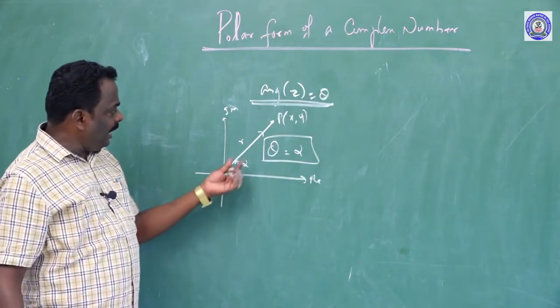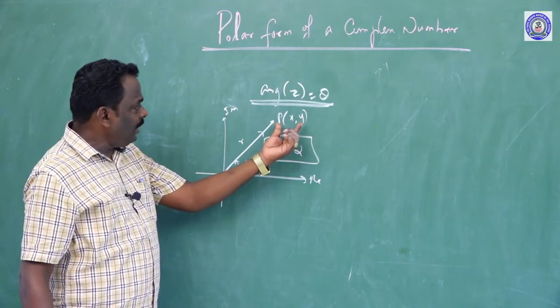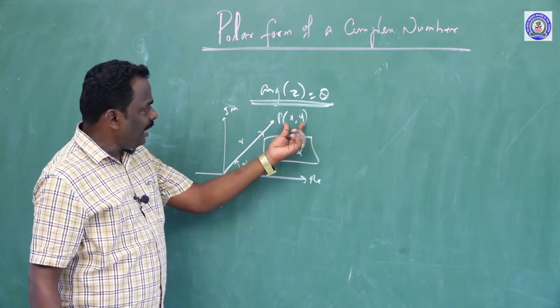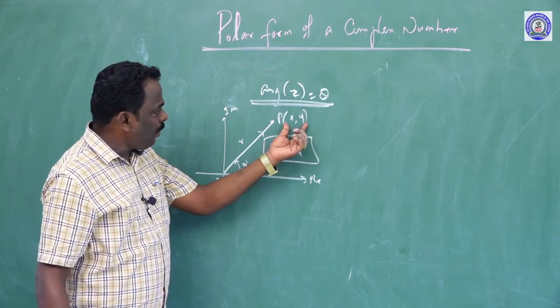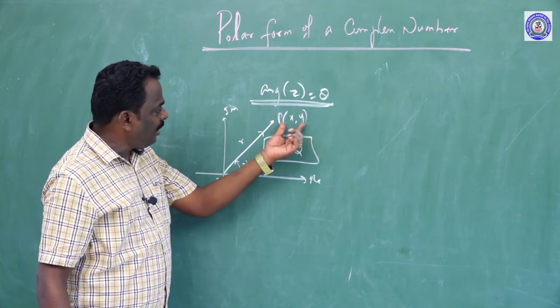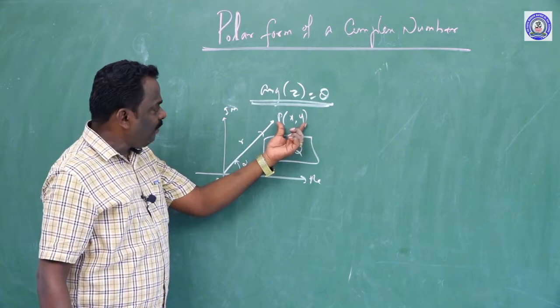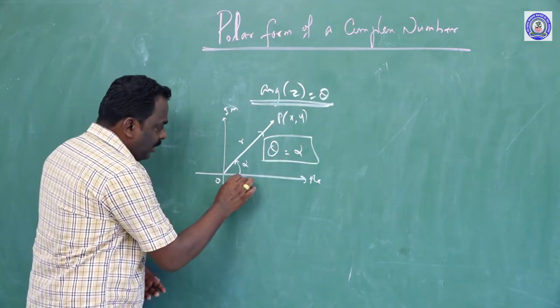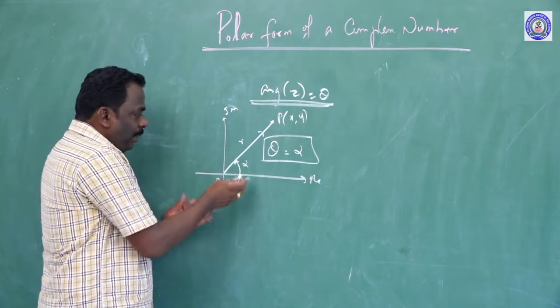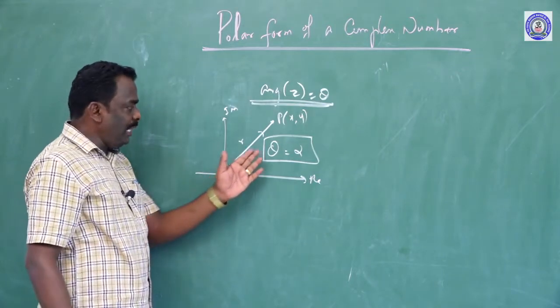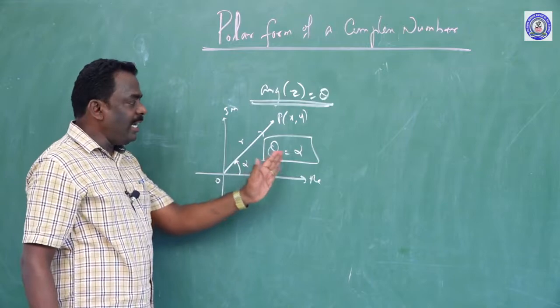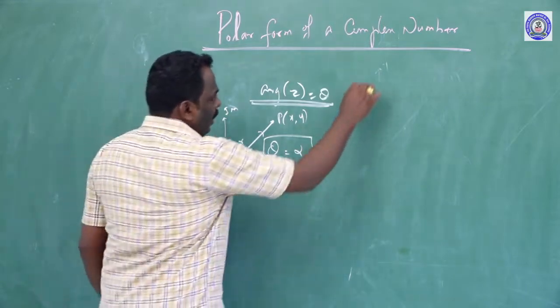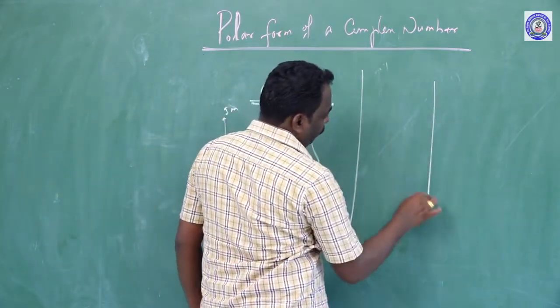If the point lies in the first quadrant, both the x axis, the real axis, and the imaginary axis are positive. Therefore, P lies in the first quadrant. If P lies in the first quadrant, theta equals alpha. Alpha is the counterclockwise angle from the real axis. So theta lies in the first quadrant, theta equals alpha. That is the first one. Then the second one.